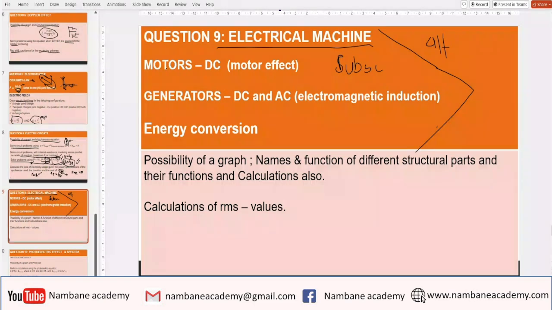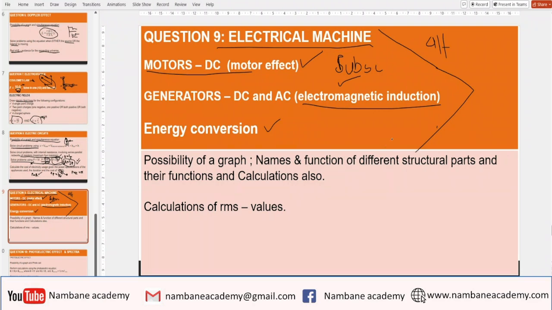But what is important, colleagues, on the motors, let us talk to the motors, they use the motor effect, and then the generators are using electromagnetic induction. It is not correct to say that the motors are using Faraday's law. Faraday's law is Faraday's law of electromagnetic induction. So it is not really true that the generators are operating under Faraday's law. They are just operating under electromagnetic induction. And then also we need to talk to the energy conversion.